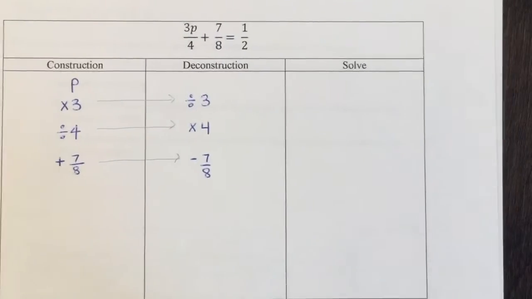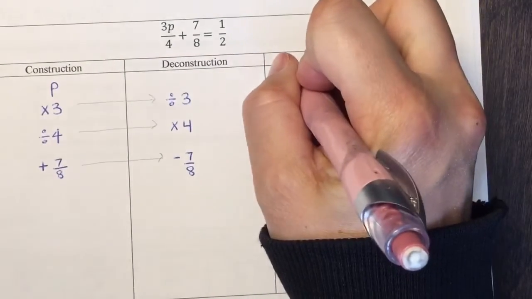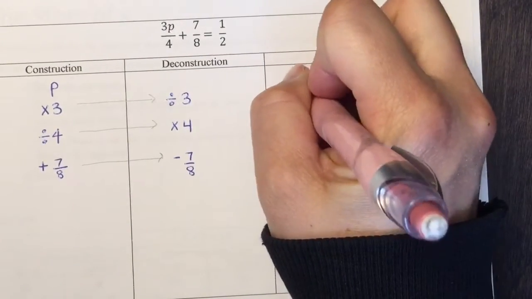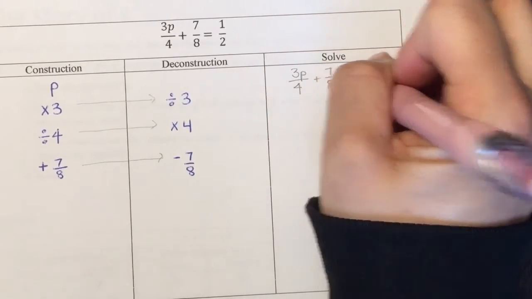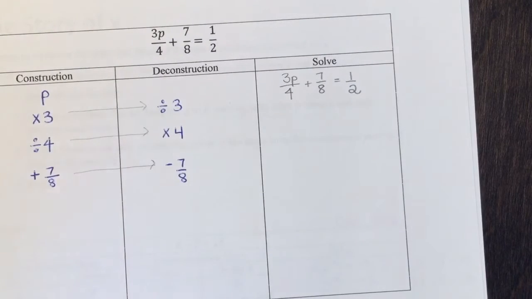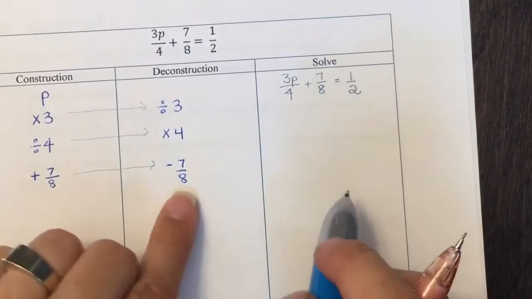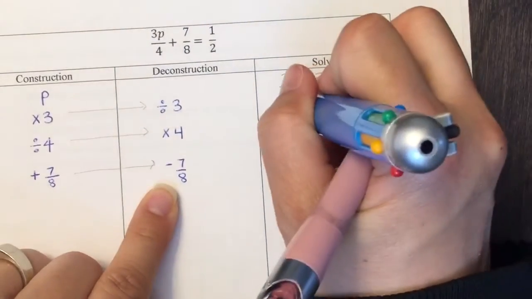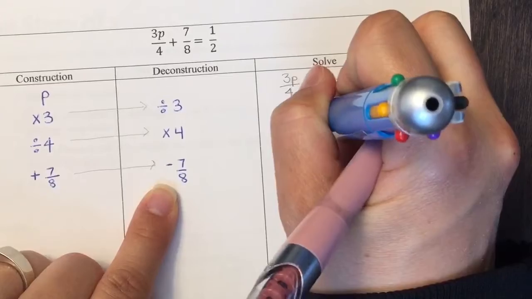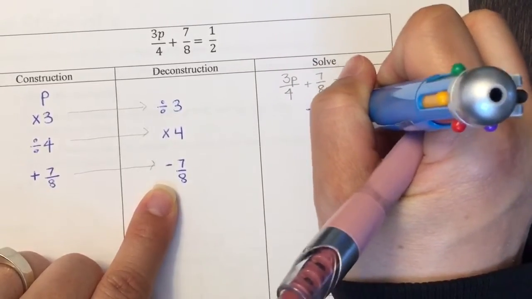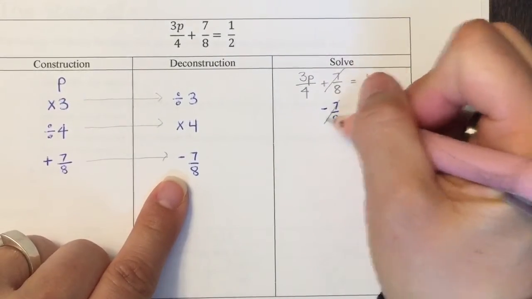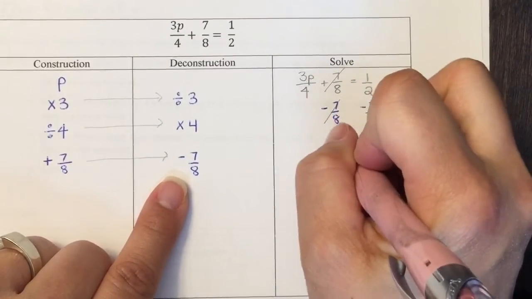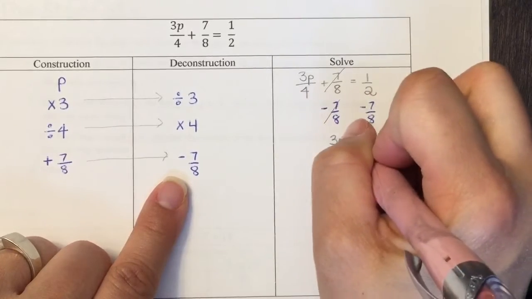So I'll show you what I mean. Let's write out the equation. We have 3p divided by 4 plus 7/8 equals 1/2. You might be like, oh my goodness, this is going to be so hard. I promise it's not. The first thing we want to do is subtract 7/8. I'm going to subtract 7/8 from both sides. On the left side, that will cancel out, so I'll be left with 3p divided by 4.